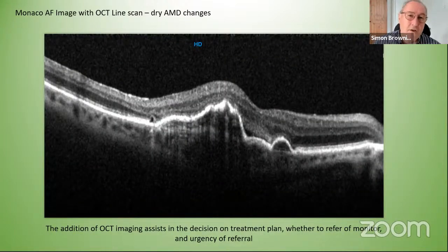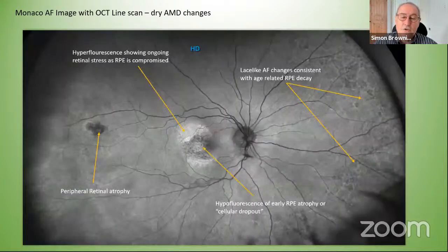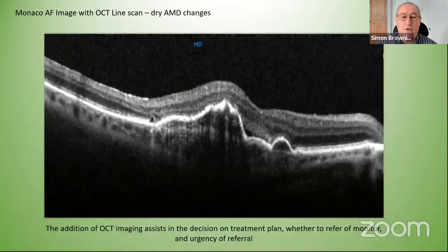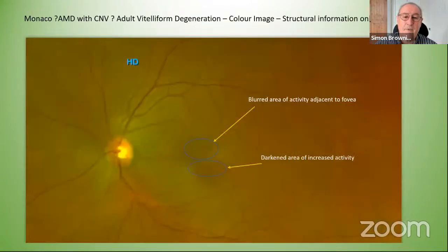Now, if we add that OCT in at the same time, that addition of OCT imaging immediately shows us that we've got dry type AMD going on there, classic appearance of dry type AMD. And so adding that OCT image onto that autofluorescent image immediately gives us more information, allows us to decide what we want to do with that patient. We don't need to refer that patient in now that we have the additional evidence of the OCT there.